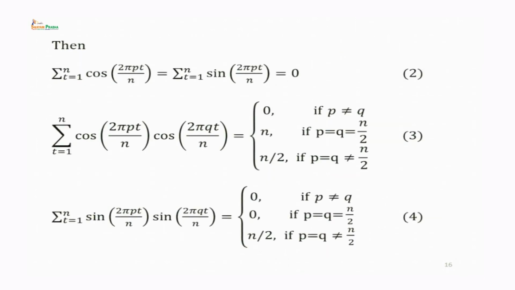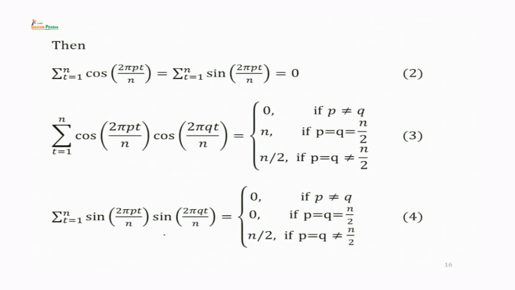We also make use of these results. Summation t equal to 1 to n cos 2 pi p t by n is equal to 0, and summation t equal to 1 to n sin 2 pi p t by n is equal to 0. And then summation over t of cos 2 pi p t by n cos 2 pi q t by n is equal to 0 if p is not equal to q. It is equal to n if p is equal to q equal to n by 2, and it is equal to n by 2 if p is equal to q, but not equal to n by 2.